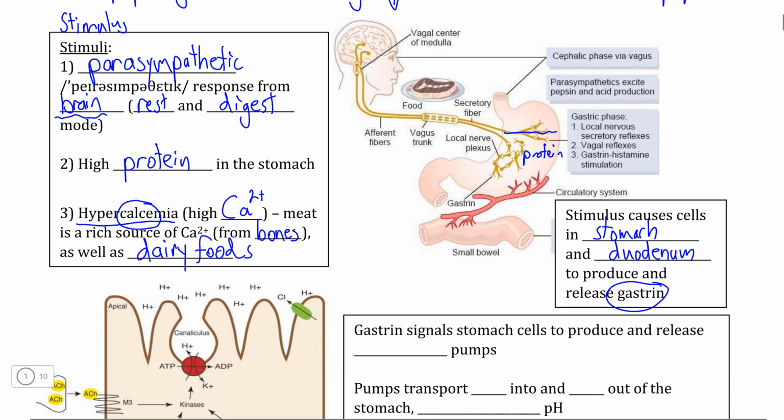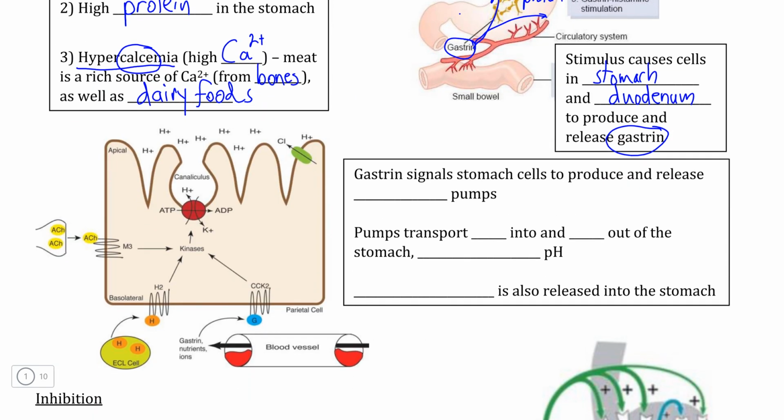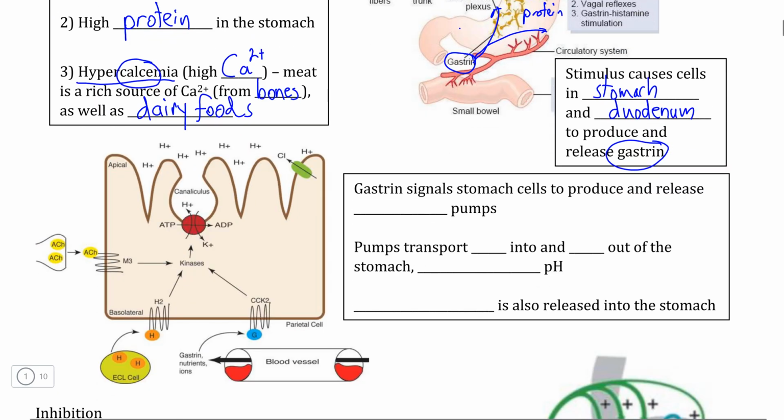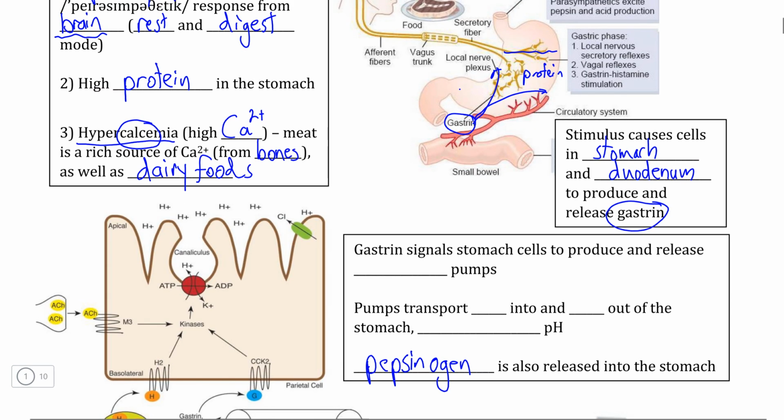So regardless of which of the three stimuli trigger the stomach and the duodenum to produce gastrin, gastrin is produced by cells in these two locations and then travels to specific cells in the stomach that are responsible for acid and pepsinogen production and activates both of them. So the first thing that is obviously released into the cells of the stomach is pepsinogen, because ultimately this digestive enzyme is going to be used in order to break down protein.